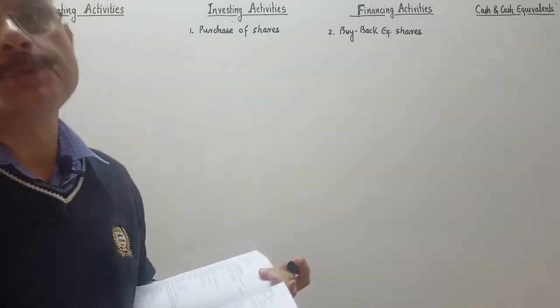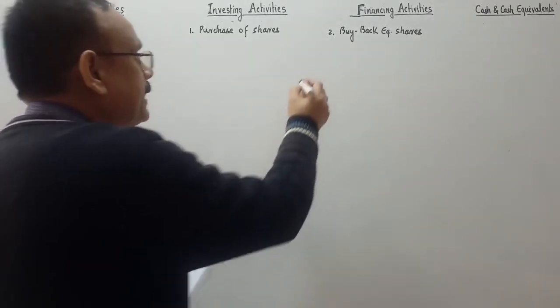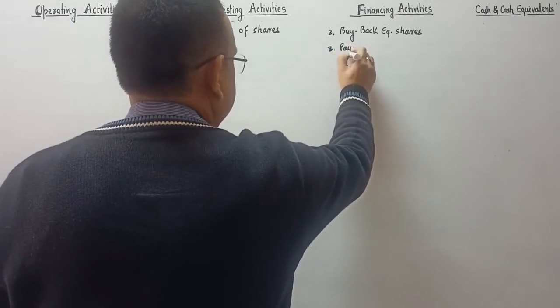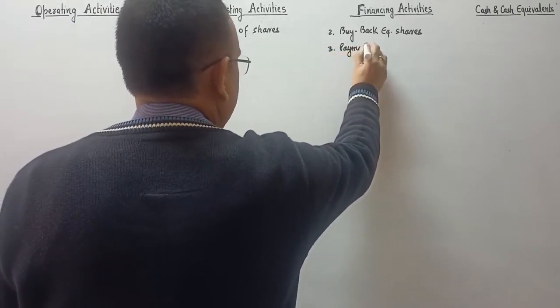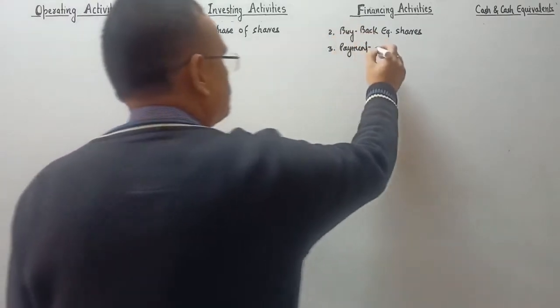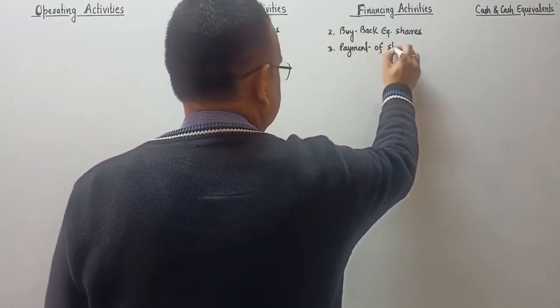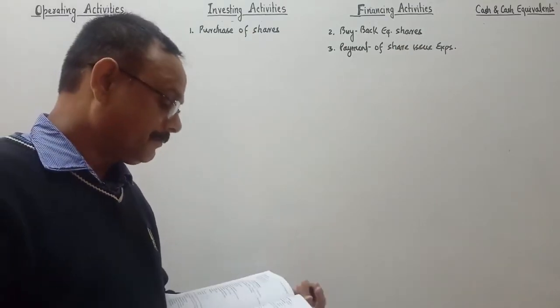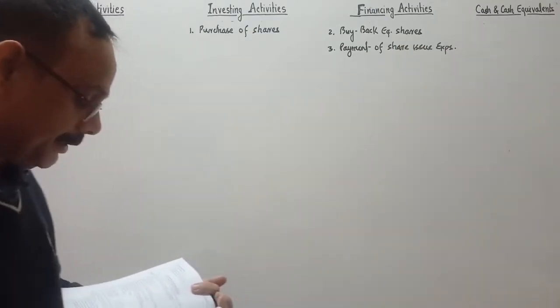Payment of share issue expenses is related to financing activities. Third one is payment of share issue expense. Payment of share issue expense is the financing activities.